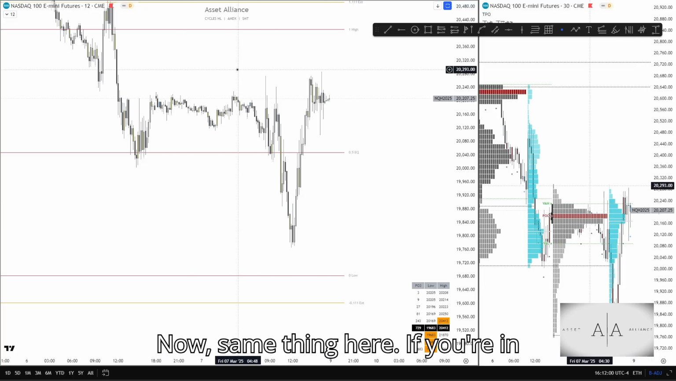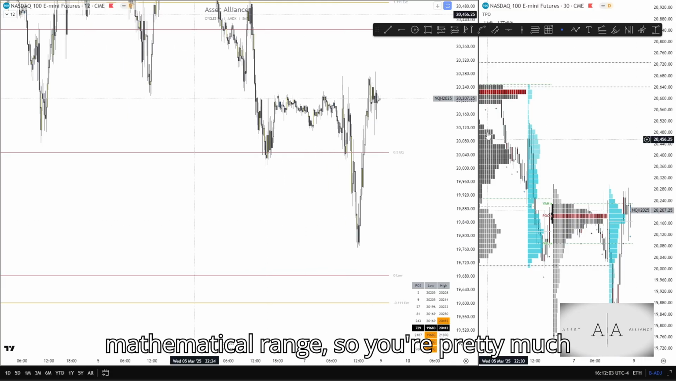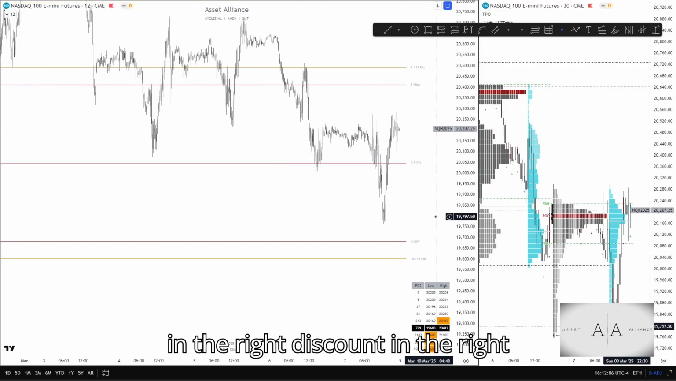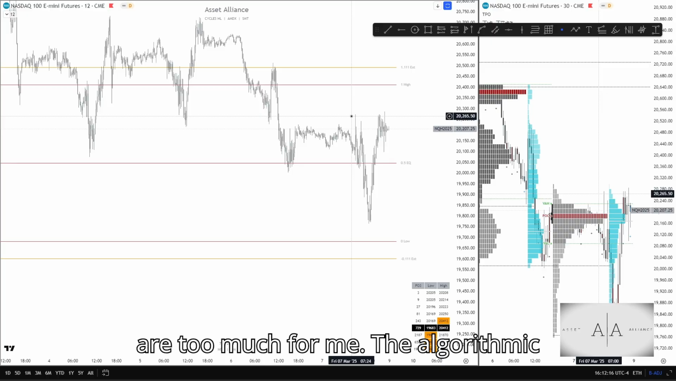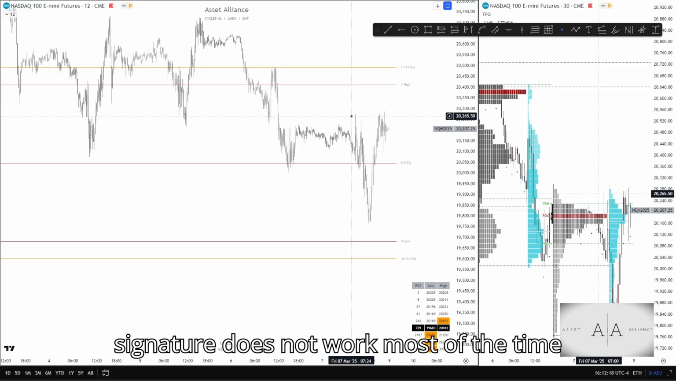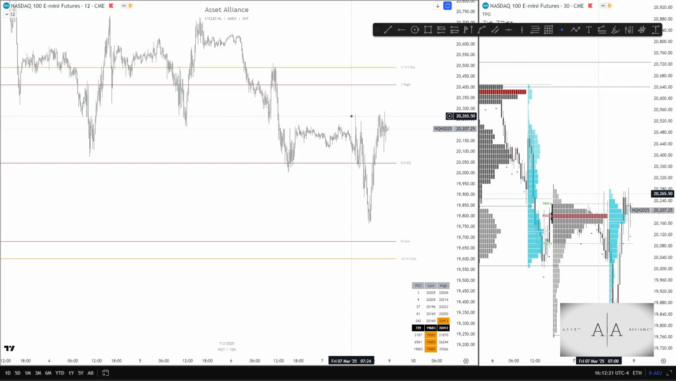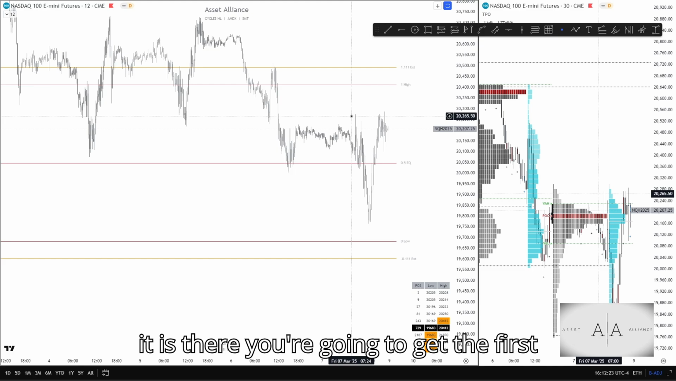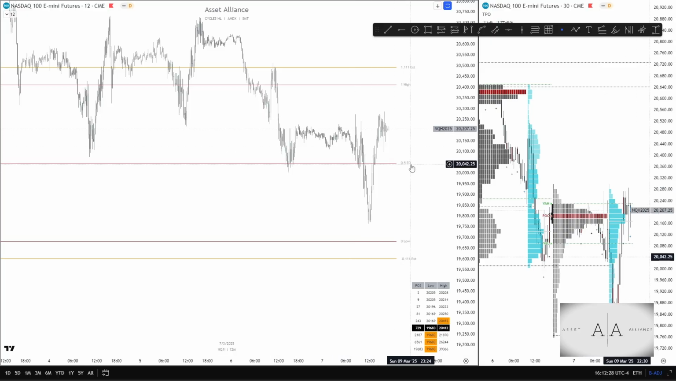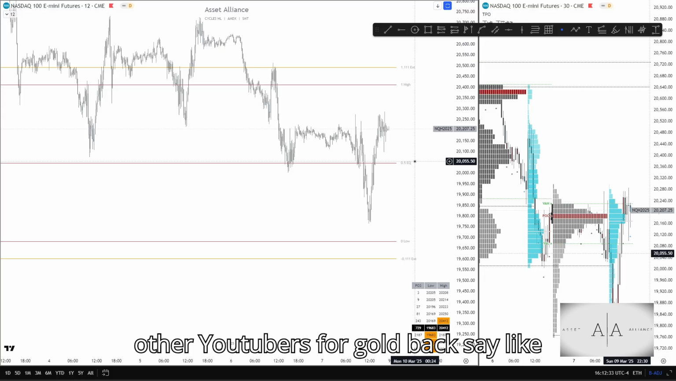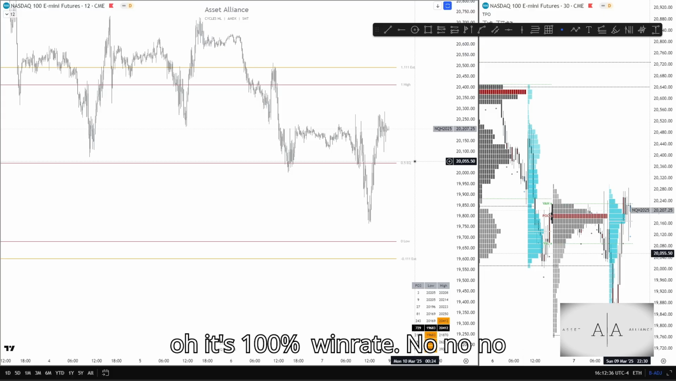Now, same thing here. If you're in premium, I look for sells. This is a mathematical range, so you're pretty much in the right discount and the right premium all the time, which is why I only keep the main levels. All of the levels just are too much for me. The algorithmic signature does not work most of the time. It is there. You're gonna get the first moves, so rejection block, breaker to fair value gap, to then maybe EQ, but it's not like other YouTubers for Goldbach say, like, oh, it's 100% win rate. No.